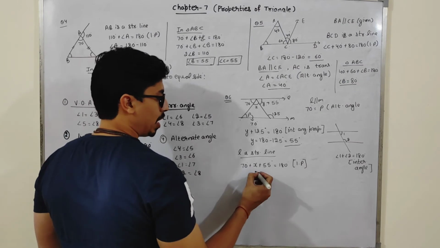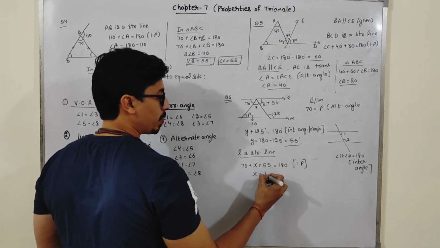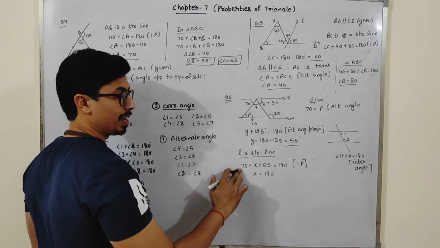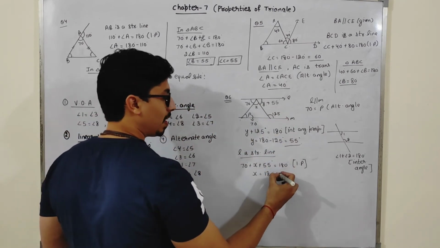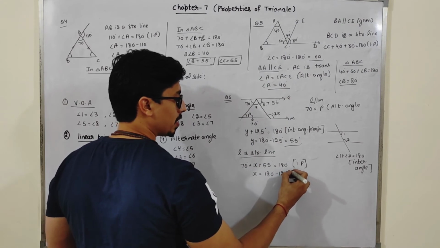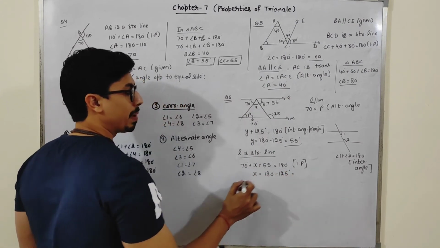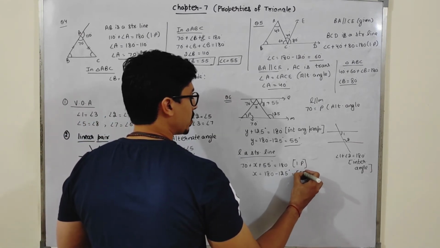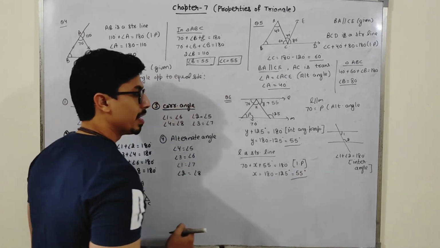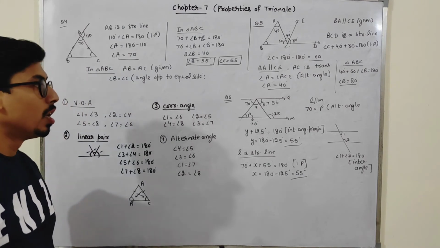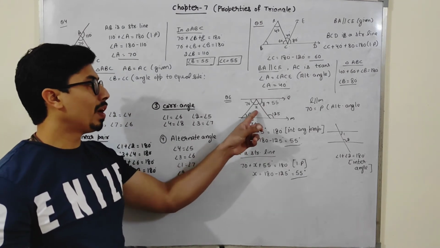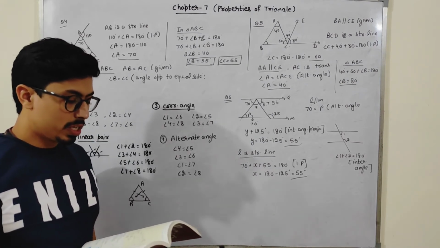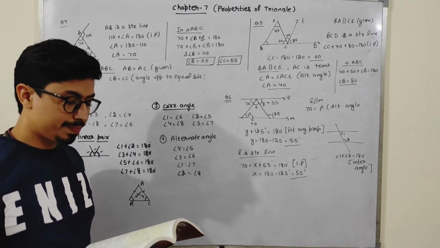So the value of x will be how much? This is 180 degree. See, the sum of these two will be 125. When 125 goes to the right hand side, it will be in subtraction. So 180 degree minus 125 degree, it will be 55 degree. So 55 degree is my required answer. Okay. So these are the three unknown values that we have to find out. Okay, students. Now see question number 7, students.